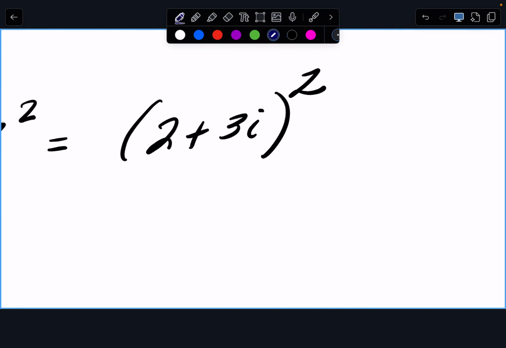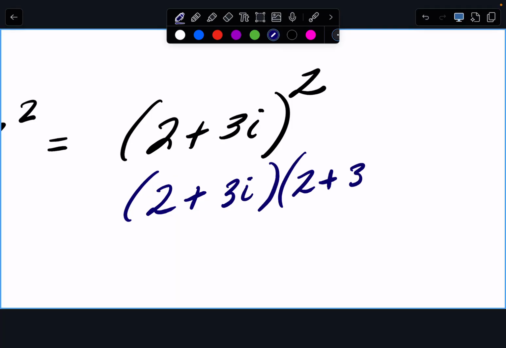Do not, I repeat, do not square. That's not how math works. We know that. We're past that point of making that error. That is not mathematically correct. We have no choice but to write 2 plus 3i, 2 plus 3i, and double distribute. Stick with me through this double distribution here.